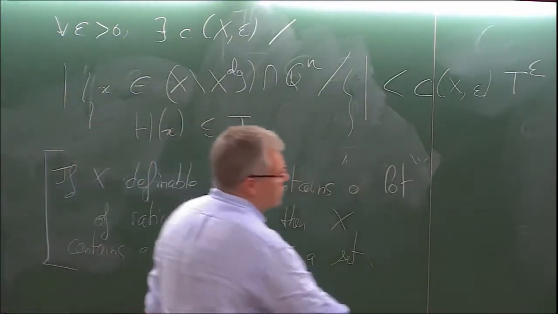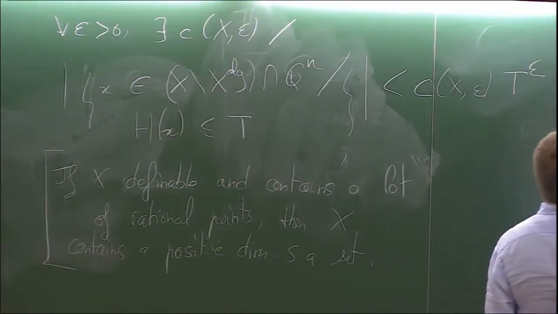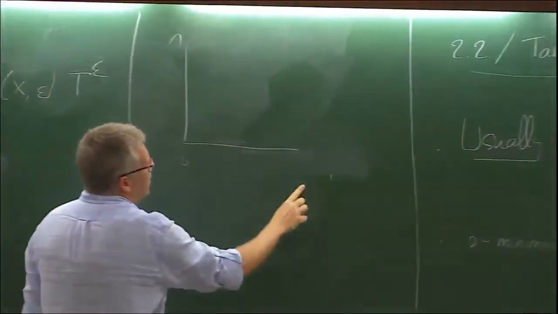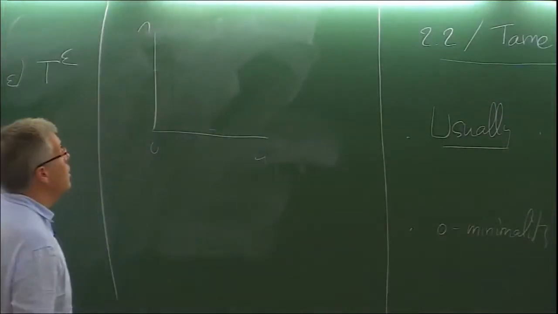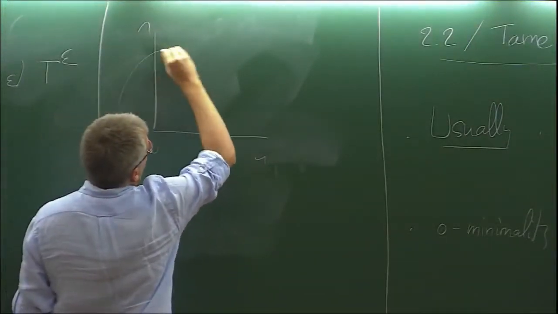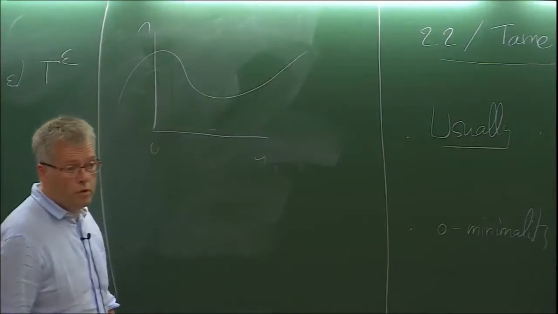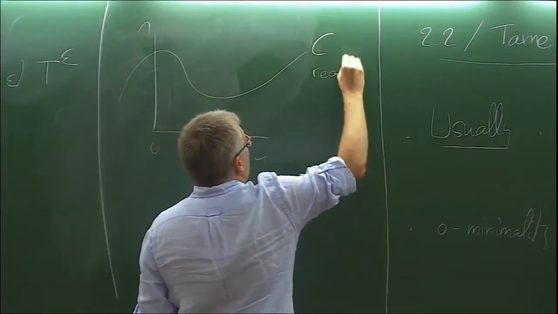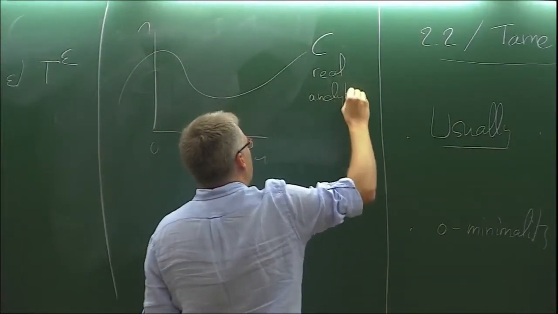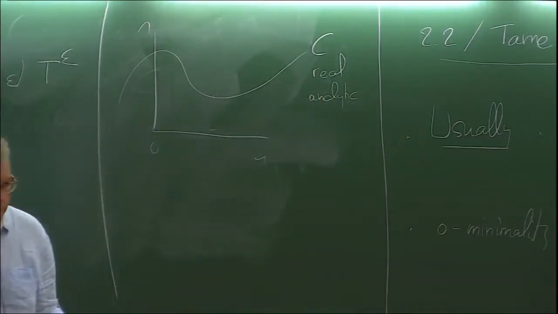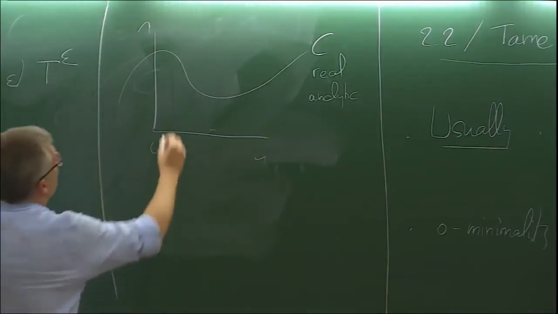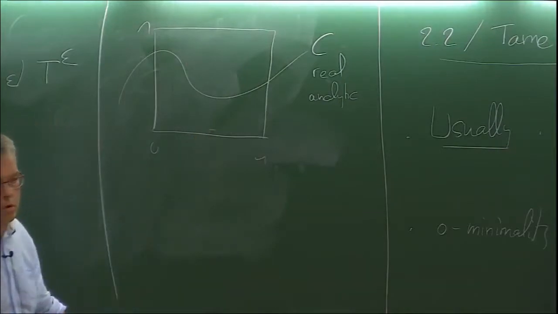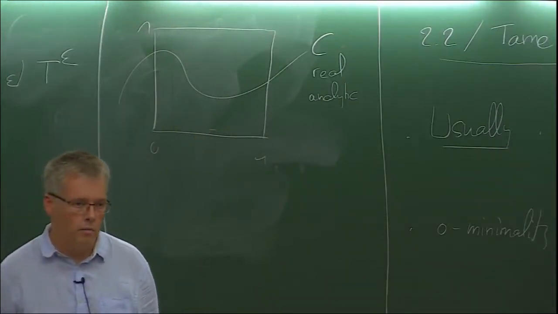So let me give the most trivial example of this result. Suppose that you start with the box [0,1] cross [0,1]. And now you just take a curve which is the restriction to that box of a real analytic function. Okay. So now you are in that box. So this means that this set is definable in the structure R_n that I defined yesterday.